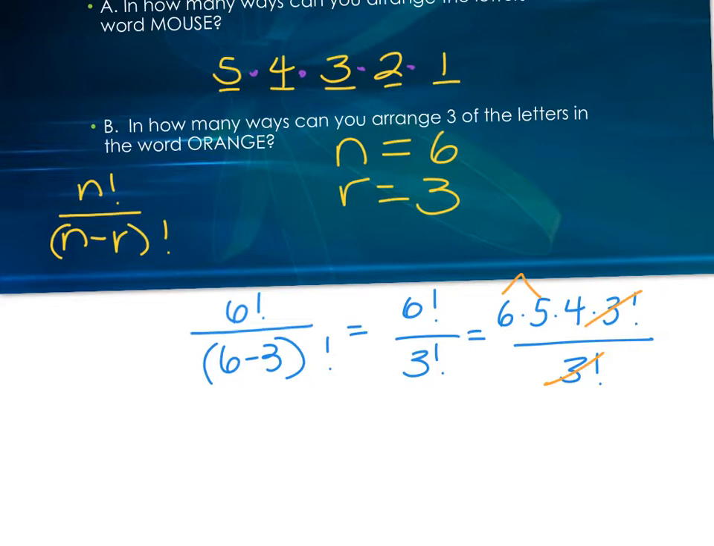This is 30 times 4, which is 120. So these are huge standardized test questions because these are questions that if you don't know how to operate with a factorial, you could figure that out. I could take the word mouse and I could rearrange it as many times as I want until I get all the combinations, right? But you'd be spending 5 minutes on one question. Where if you know permutations and you know factorials, it's much easier to take 5 times 4 times 3 times 2 times 1. Does that make sense?